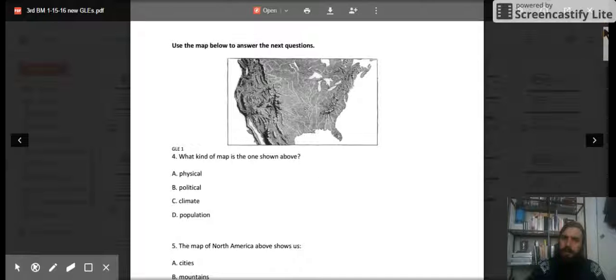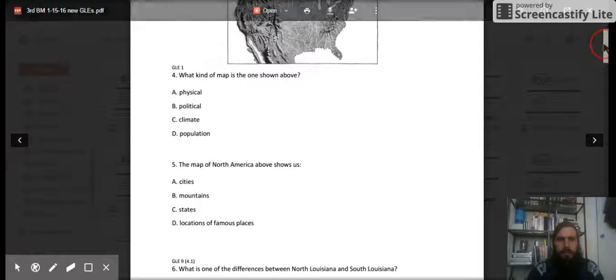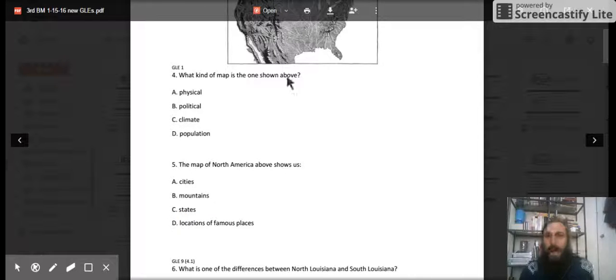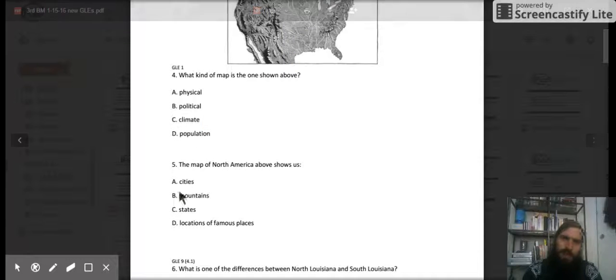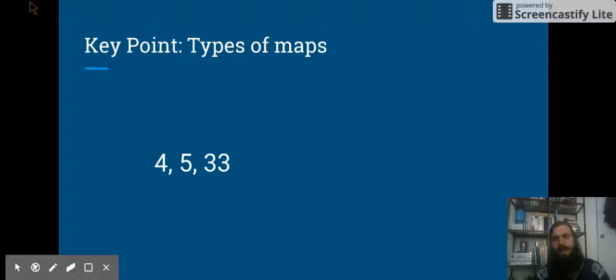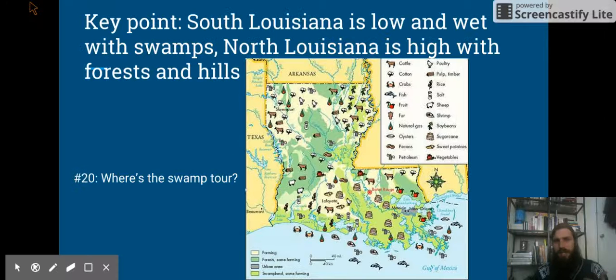Number 5. The map of North America shows us cities, mountains, states, locations of famous places. Well, I have the map here. I also know that it's a physical map, so I know that it shows me mountains. Now, that's how knowing the types of maps could have helped us get some questions correct. Let's move on to our next key point.